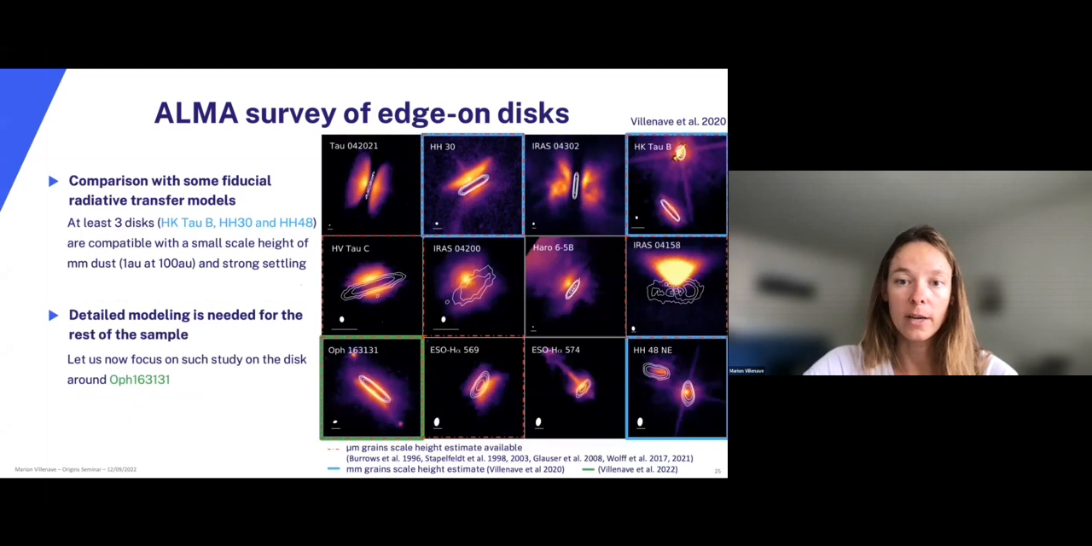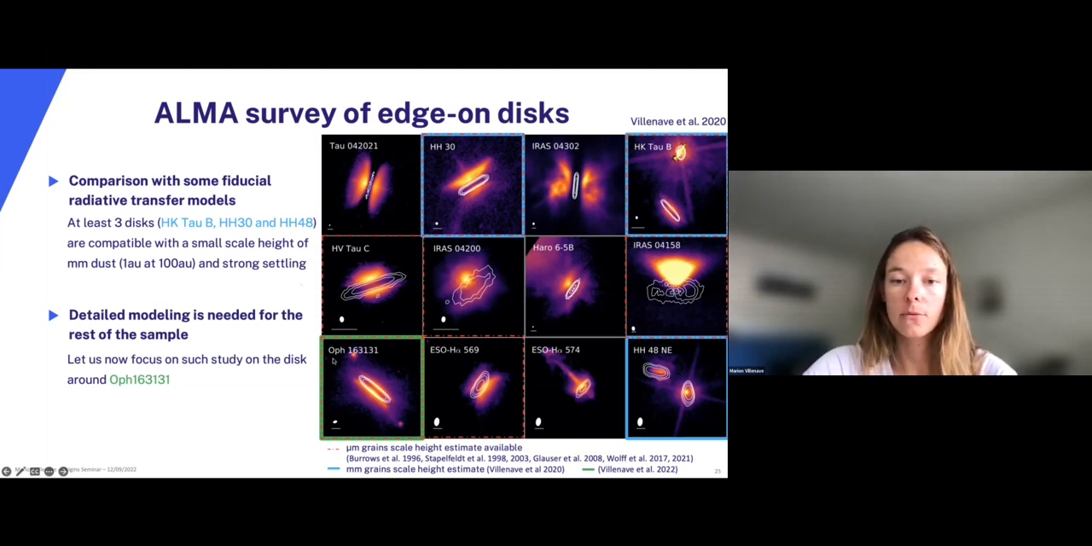So now if we go back to this plot, you can see that for HS30 and HK2B, we have some constraints both on the gas scale height and on the millimeter scale height. For the rest of the systems, we would need detailed modeling to obtain constraints on the millimeter scale height, the scale height of these big grains. And today I'd like to present some results from this recent paper on 1631-31, this green box, and some work in preparation on this RS-04302.